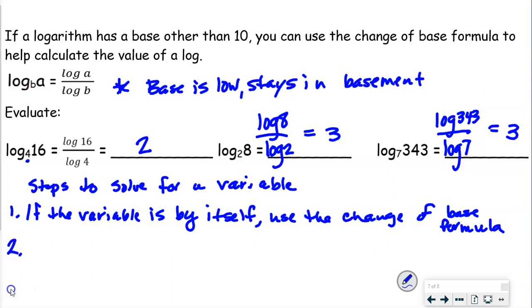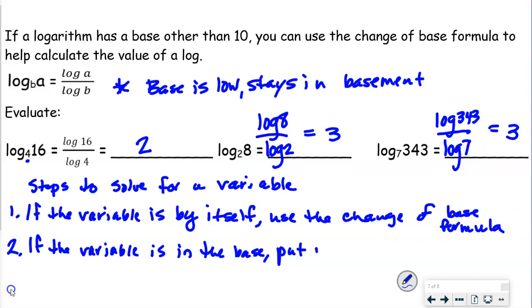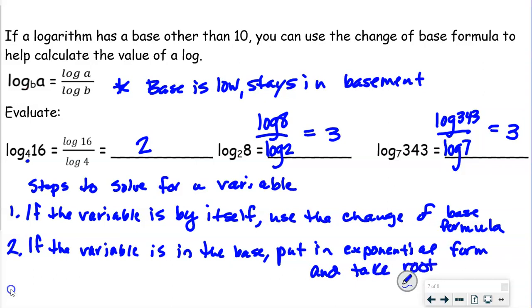Okay, and if the variable is in the base, then put it in exponential form and take the root. And we're going to do a couple of these. Okay? You can pause this if you didn't get all this written, and then go on with me.